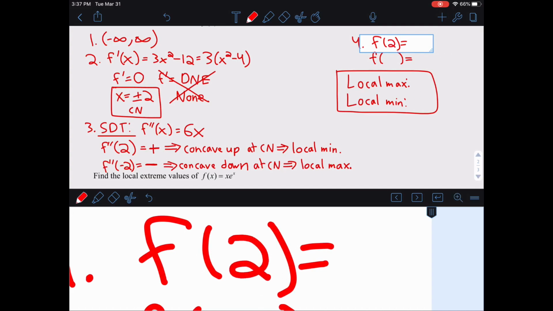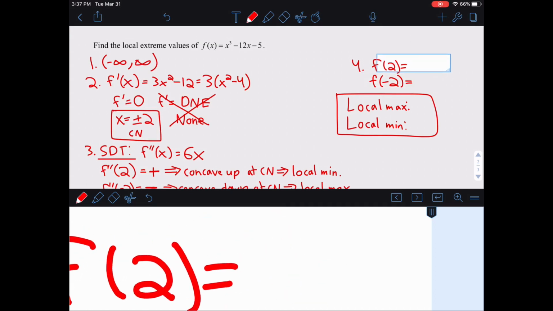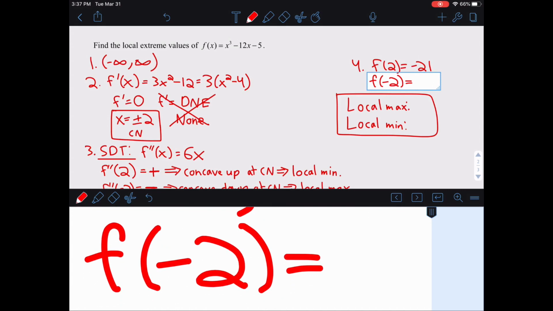So now I need to take 2 and -2 and plug those back into the original function. So 2 cubed is 8, minus 12 times 2 is -24. So that's -16 minus 5. I get f of 2 is -21. For -2, go ahead and plug that in. I'll get -8 plus 24 is going to be 16, minus 5 is 11.